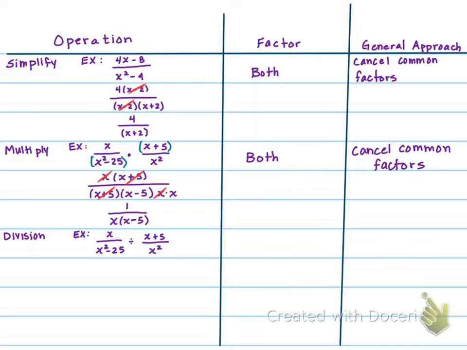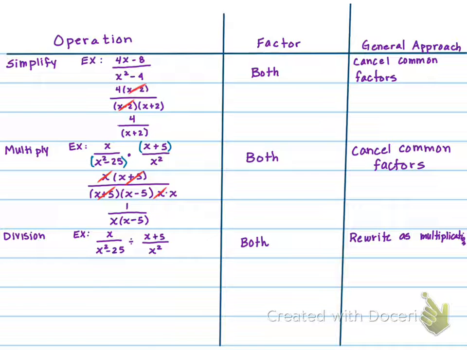If I wanted to divide those two fractions, well, I still factor numerators and denominators. But then before I can cancel anything, I have to rewrite it as multiplication. We're going to cancel that. And then cancel common factors, right? So we rewrite it as multiplication by taking the reciprocal of the divisor.